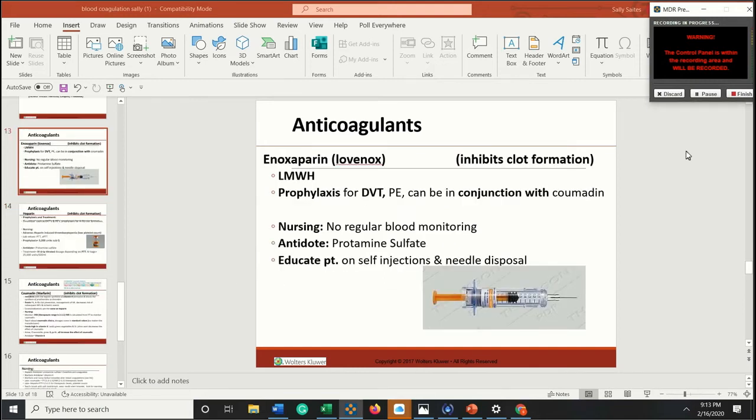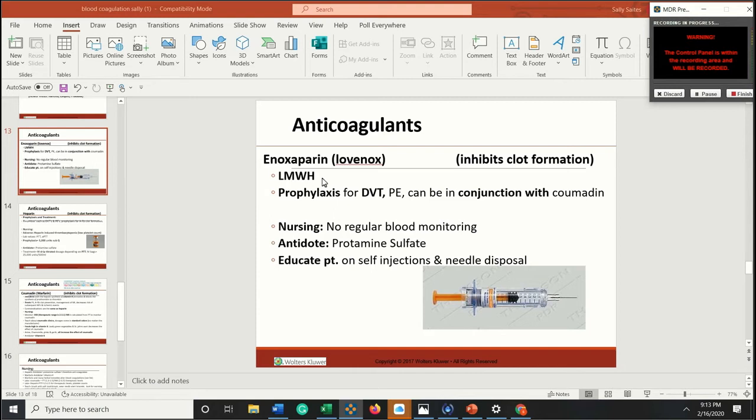Okay, so let's talk about enoxaparin or Lovenox. As you can see, it inhibits blood clot formation. It's considered low molecular weight heparin. This is an acronym that you're going to see a lot, LMWH, low molecular weight heparin. This is used for a multitude of things. It's definitely used for prophylaxis in the hospital because the patient is immobile. So it's used for prophylaxis of DVTs, PEs, and so on.